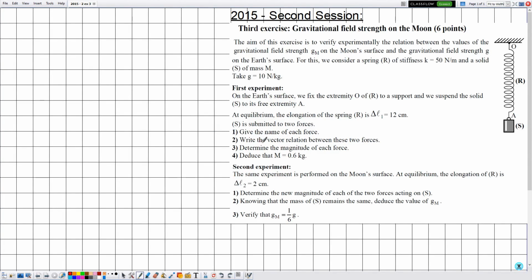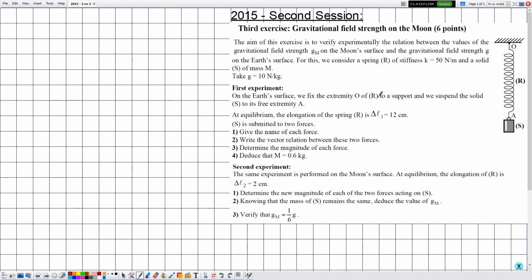Okay, hello everyone, in a new video in this one we are going to solve an exercise related to mechanics in the chapters of mechanical actions and equilibrium of a body. This exercise was a previous one in the brevet exams in 2015 second session third exercise. The title of this exercise is Gravitational Field Strength on the Moon.